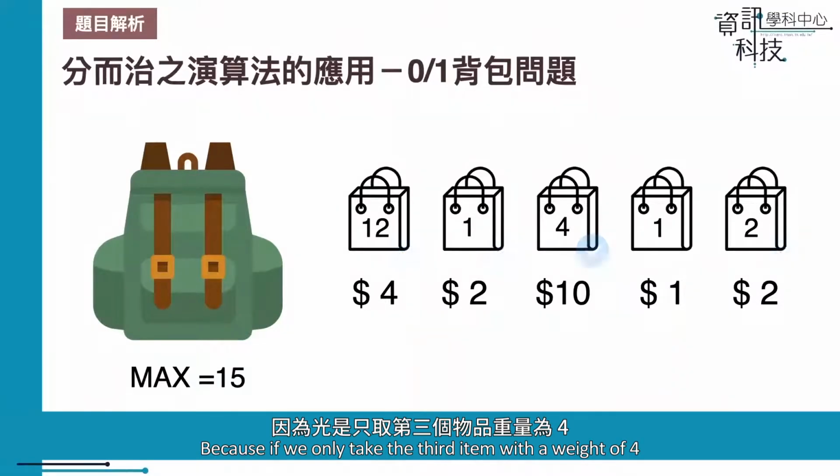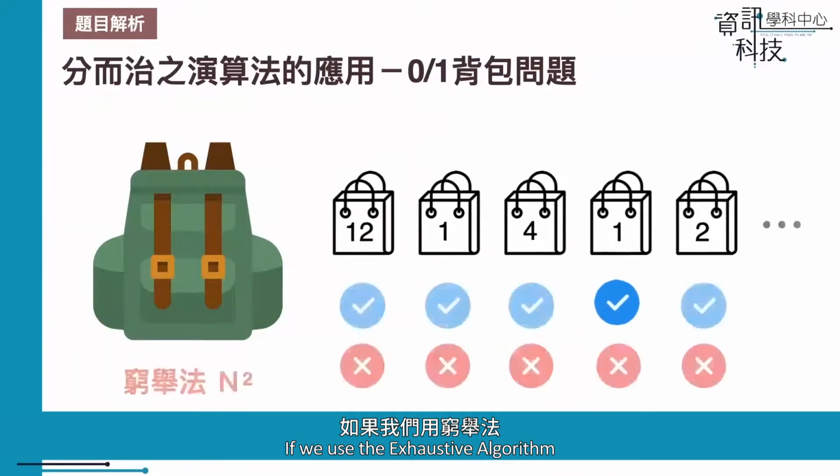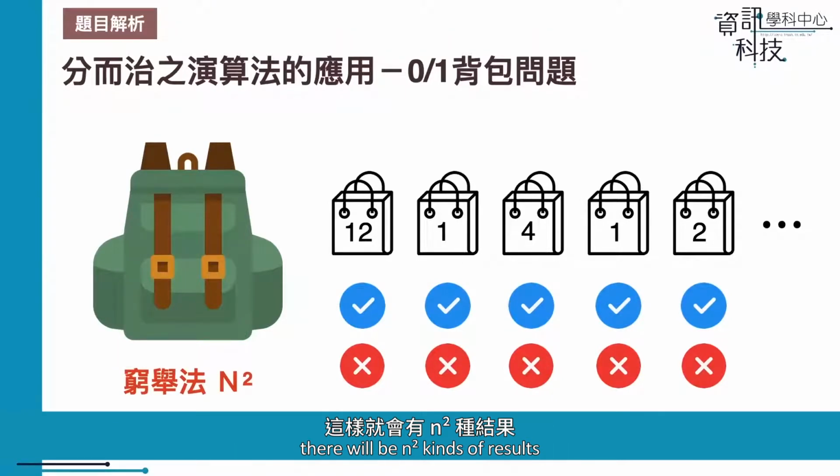Because if we only take the third item with a weight of 4 and a value of 10, it is already better than the result above. If we use the exhaustive algorithm with the two states of taken or not taken for the n number of items, there will be n to the power of 2 kinds of results. When n is very large, it will take a lot of time.